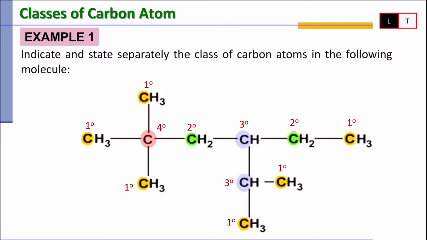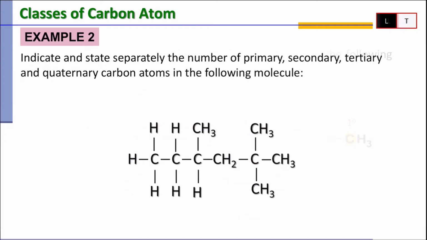Very easy to classify. Next, example 2, you have to indicate and state separately the number of primary, secondary and tertiary and quaternary carbon atoms in this molecule. So dalam kes ini berbeza sedikit, awak kena state the number of carbon atoms yang ada.